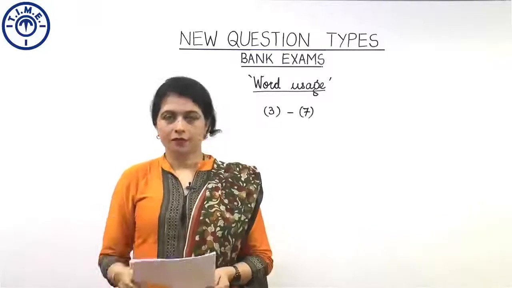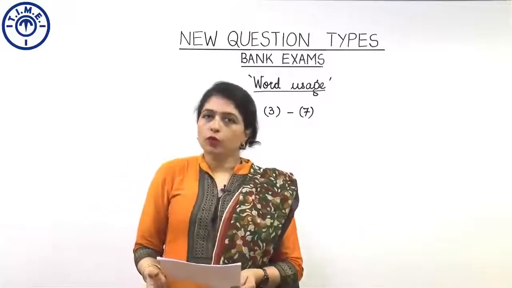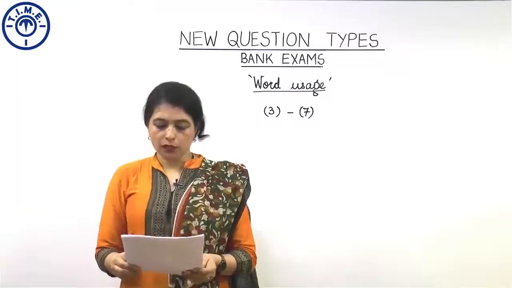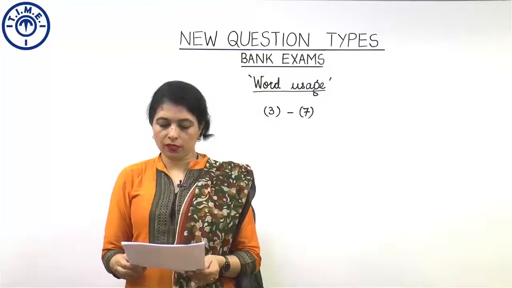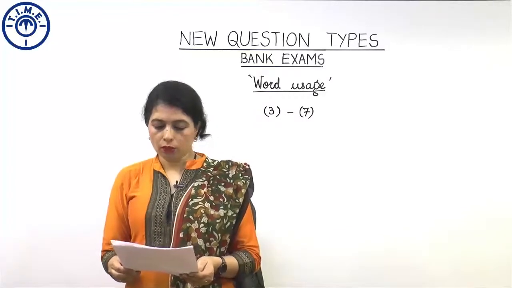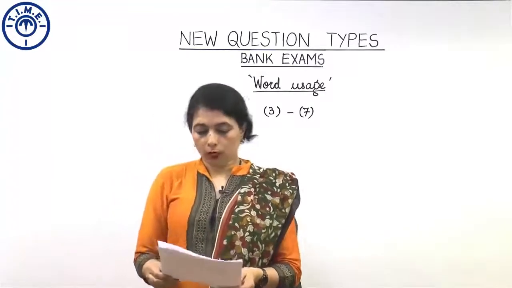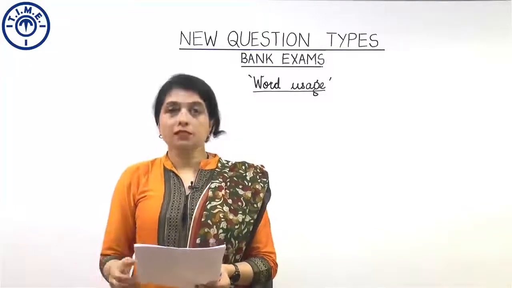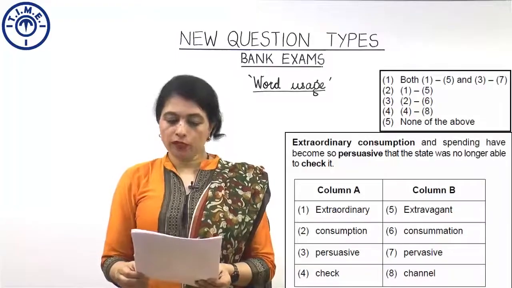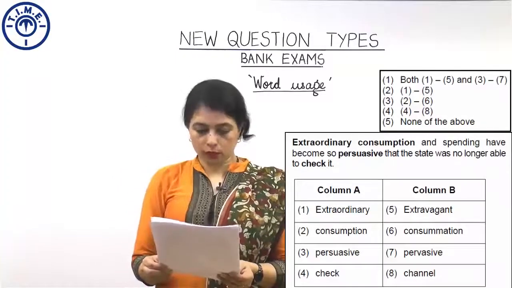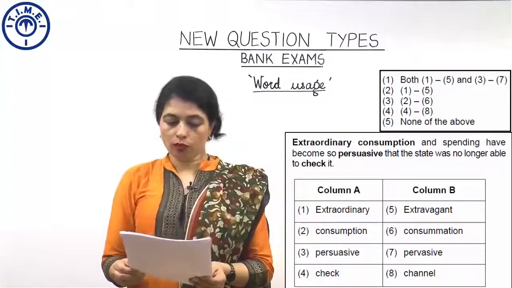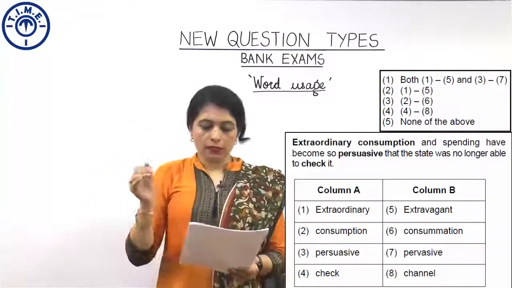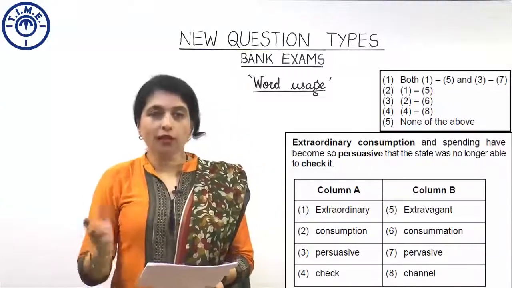Please take a look. So, after this clarity, let's move on to the next question, which reads thus: extraordinary consumption and spending have become so pervasive that the state was no longer able to check it. Okay. So, the words that are in bold are extraordinary, consumption, persuasive and check.